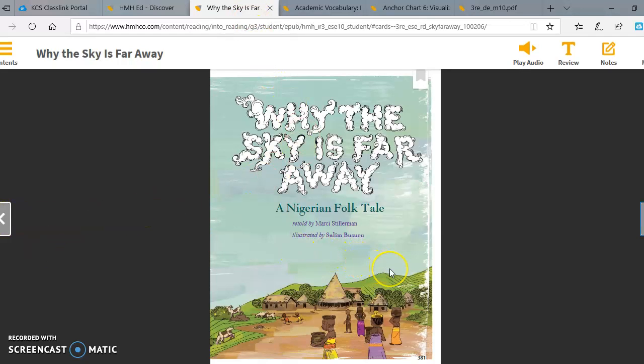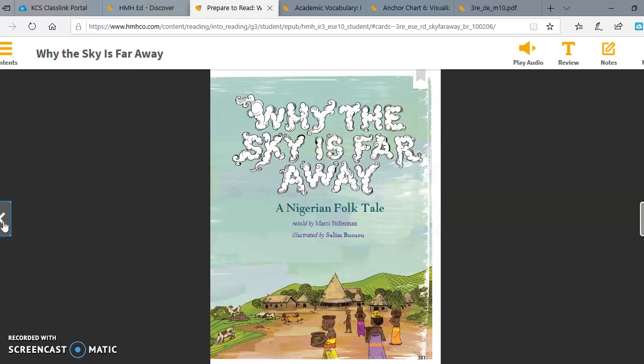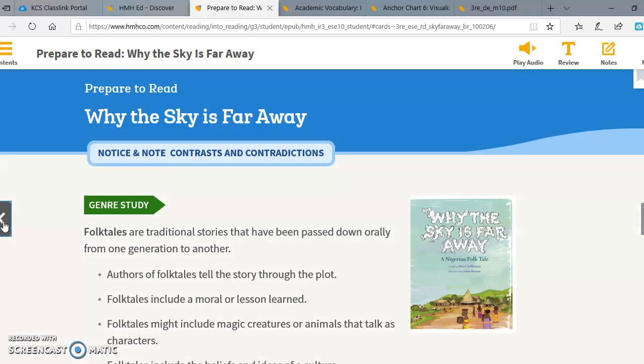Why the Sky is Far Away is a Nigerian folk tale. Let's go back here to the Prepare to Read page and let's discuss the genre. Today we have a folk tale. Folk tales are traditional stories that have been passed down orally from one generation to another. So they have been passed down by word of mouth from one generation to another.